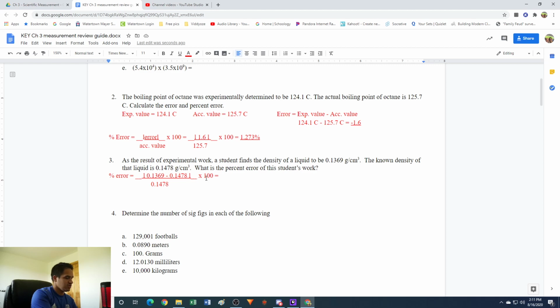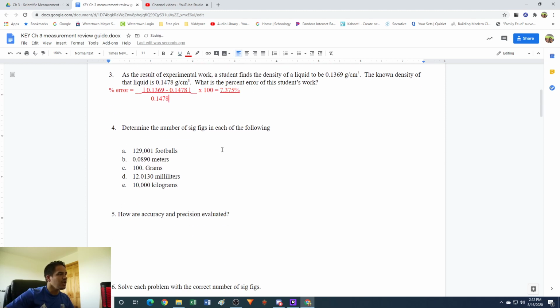okay, so let's see, 0.1369 minus 0.1478, and it is going to be a negative, but remember we're going to take it as a positive because of absolute value, and divide that by 0.1478 times 100, and we get a percent error. We'll round this to 4 significant figures: 7.375%. That's our percent error, 7.375%.